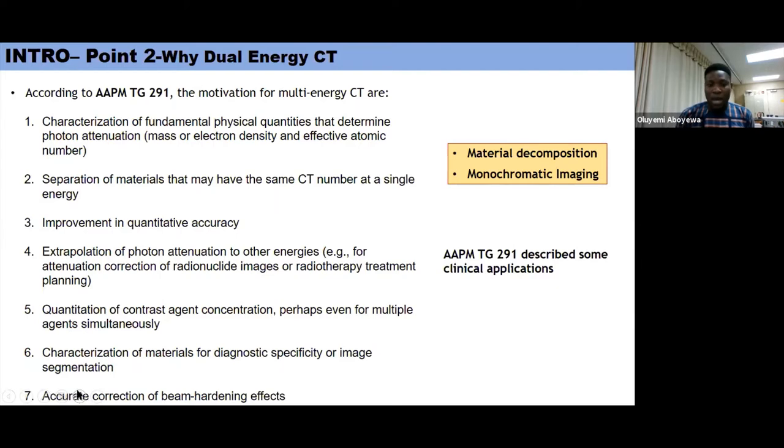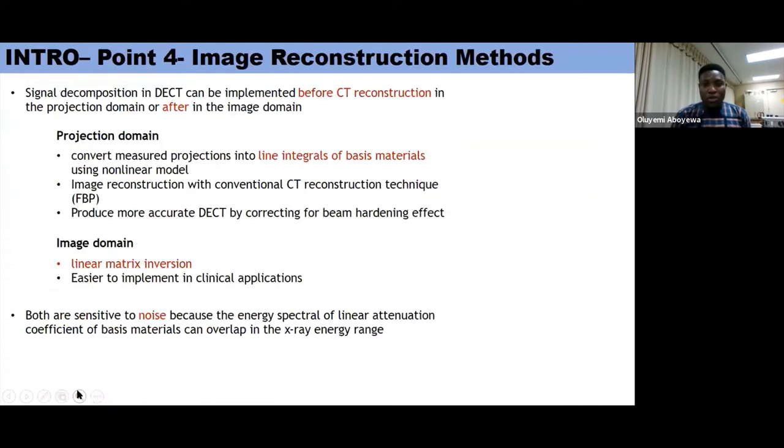It helps to improve our quantitative accuracy. I think it's now more useful in radiation therapy. It's serving as an advanced imaging technique in radiation therapy to actually do a form of segmentation. And again, point five there is quantifying contrast agent concentration from the image. So dual energy CT really helps to factor these out. And so from our image, we can see more than just the collective attenuation coefficient. We can then split it into what could have been responsible for that signal that we're getting in that image.